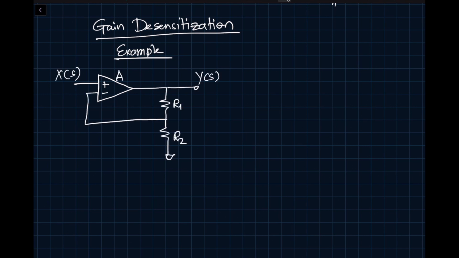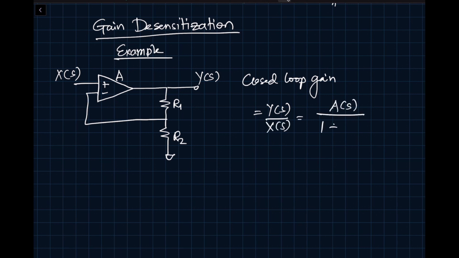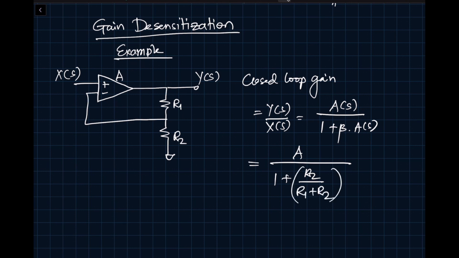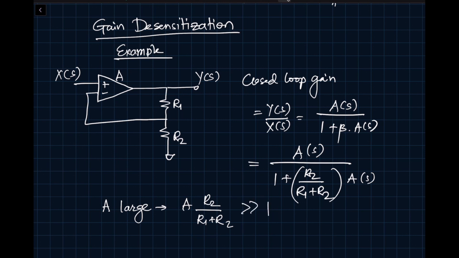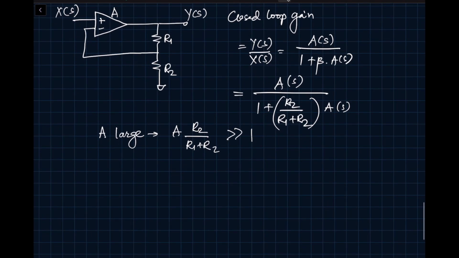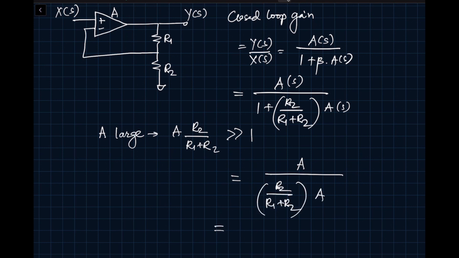So we already said closed loop gain Y(s) divided by X(s) is equal to A(s) divided by 1 plus beta times A(s), and that is equal to A divided by 1 plus R2 divided by R1 plus R2 times A(s). Now if A is very large, then A times R2 divided by R1 plus R2 is also very large, greater than 1. We are assuming R1 and R2 are practical values. Then we can rewrite this expression as A divided by R2 divided by R1 plus R2 times A, and that is approximately equal to 1 plus R1 divided by R2.